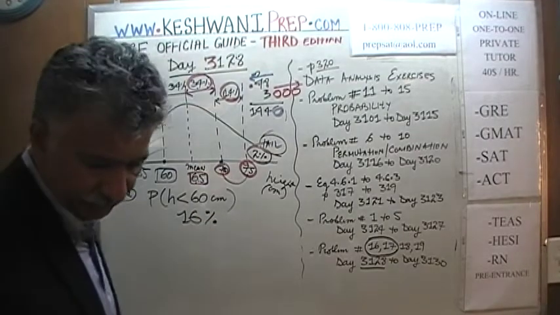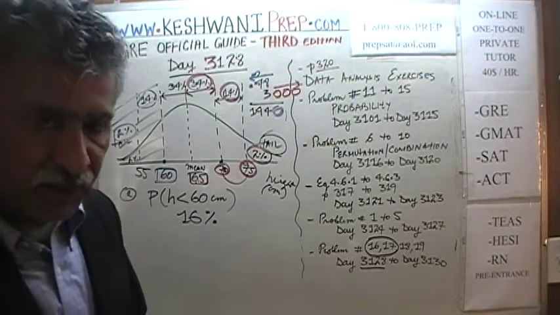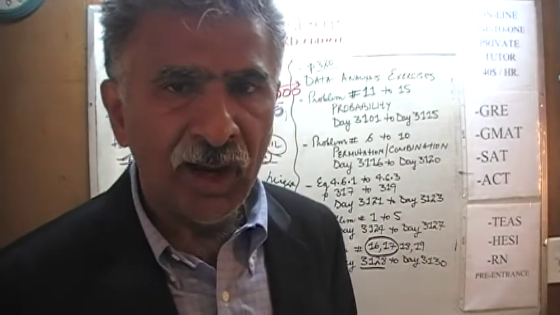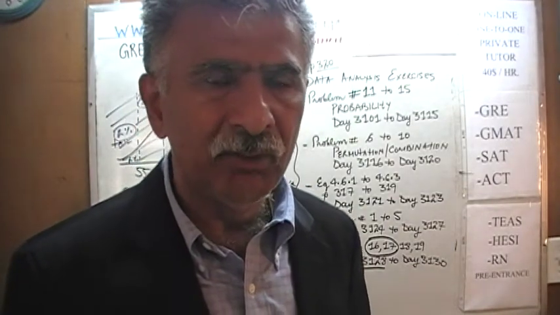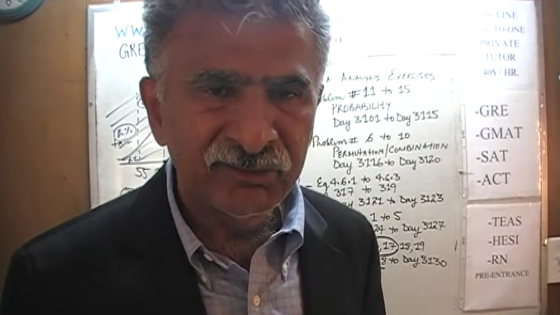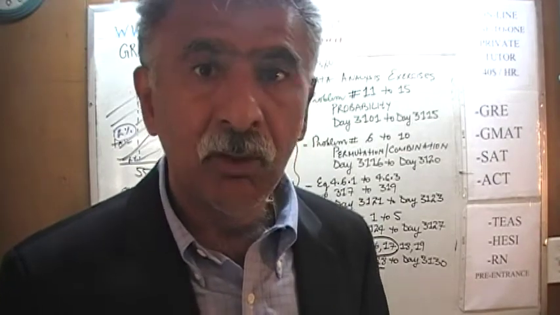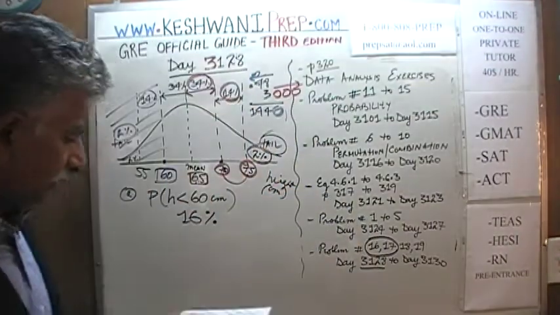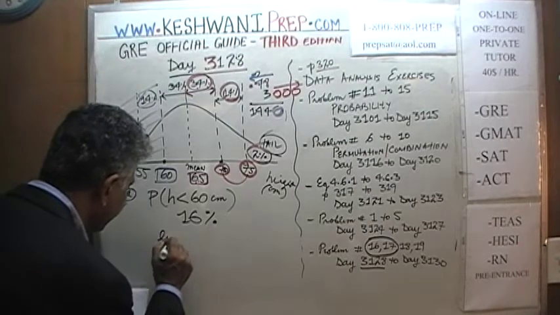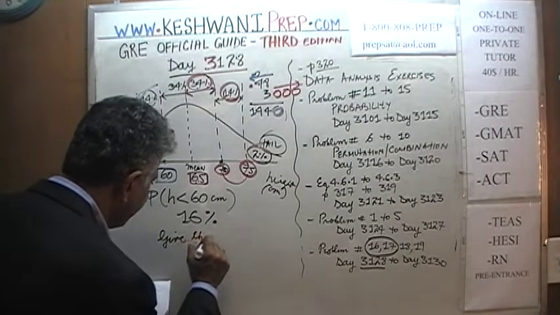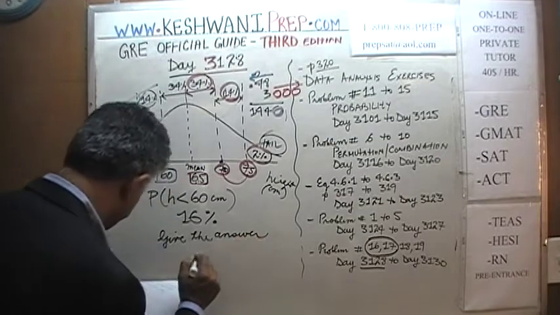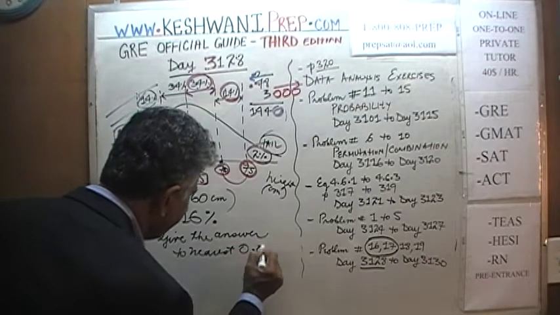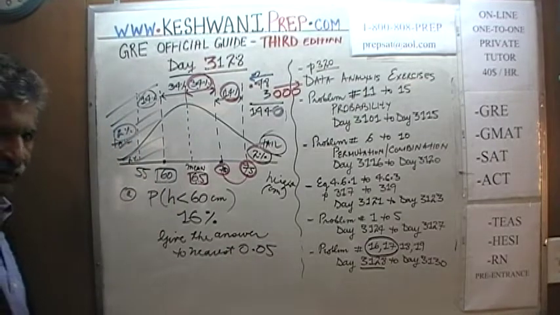The odds are 16%. But we can't stop here, because in the GRE, you must always pay attention to how they want us to express the answer. They want it to the nearest 10th, or to the nearest 100th, or to the nearest 5, or nearest whatever it is that they're looking for. Here, it goes on to say, give the answer to nearest 0.05. In other words, first of all, they want us to express the answer in decimal, not in percentage.